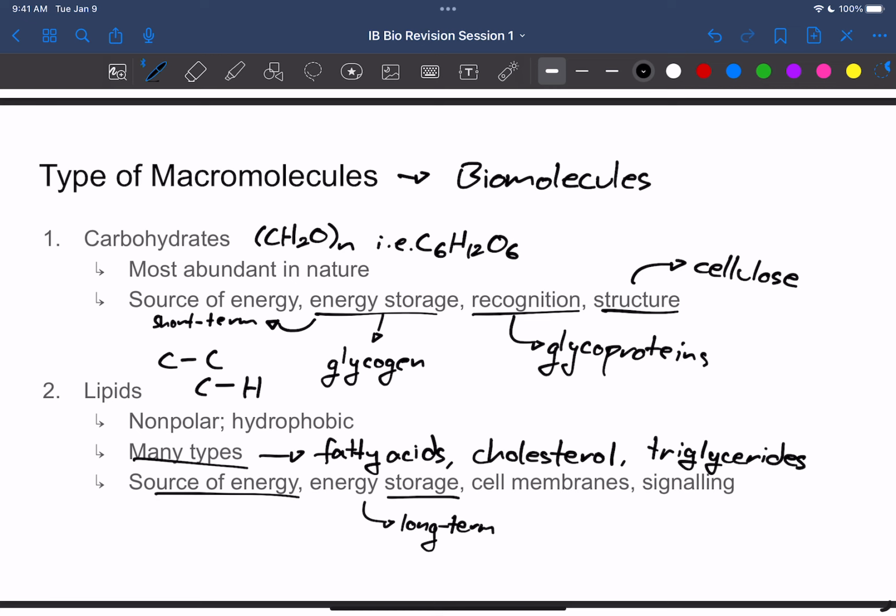Another function they have is cell membranes. I'm sure you can imagine the different types. Phospholipids is one of them. It has lipids in the name. Another one is cholesterol, present in mammals. And lastly, signaling. There are a lot of different types of lipids involved in both intracellular and extracellular signaling. So, yep.